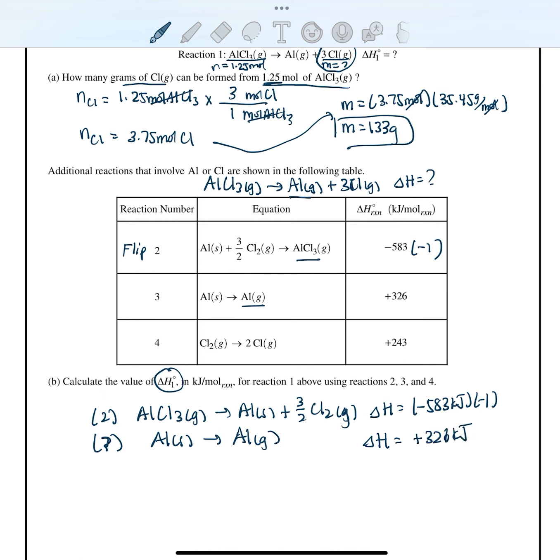And then the final equation. What I'm noticing here is that the monoatomic chlorine gas is on the correct side. It's a product, but the mole ratio is wrong. I have 2 chlorine gas molecules here.